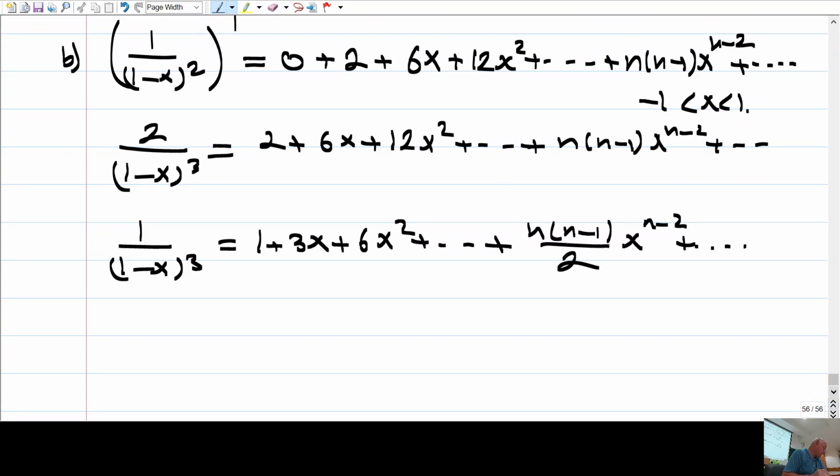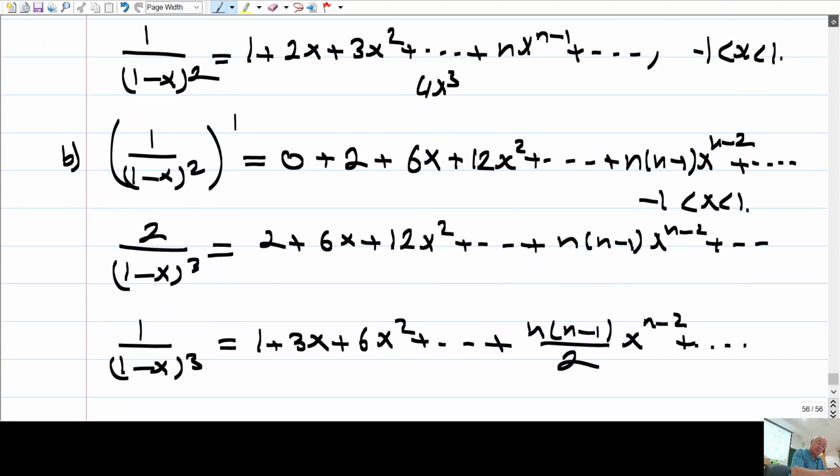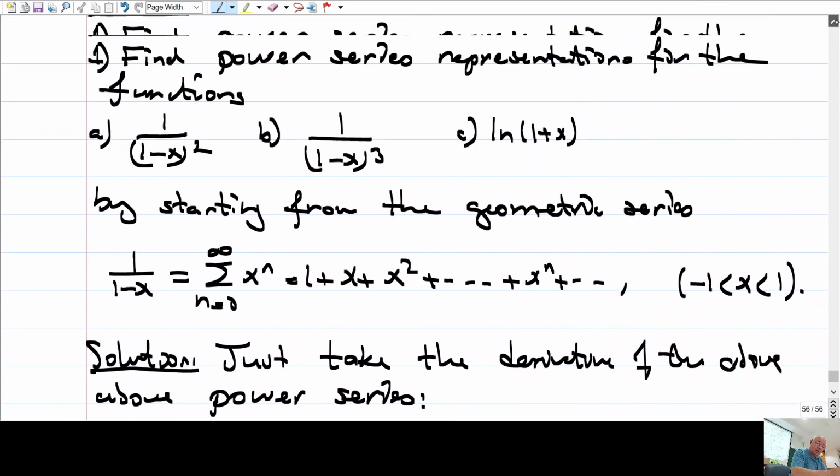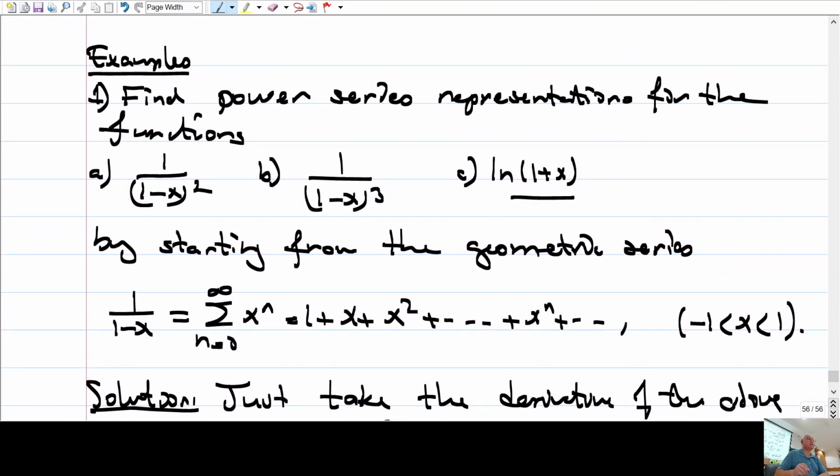All right. What about the last one, which was logarithm of 1 plus x? Well, logarithm is just the integral of this gadget, right? Integral of 1 over x is just ln x. Here I have minus, here I have plus, so I have to make a little trick.